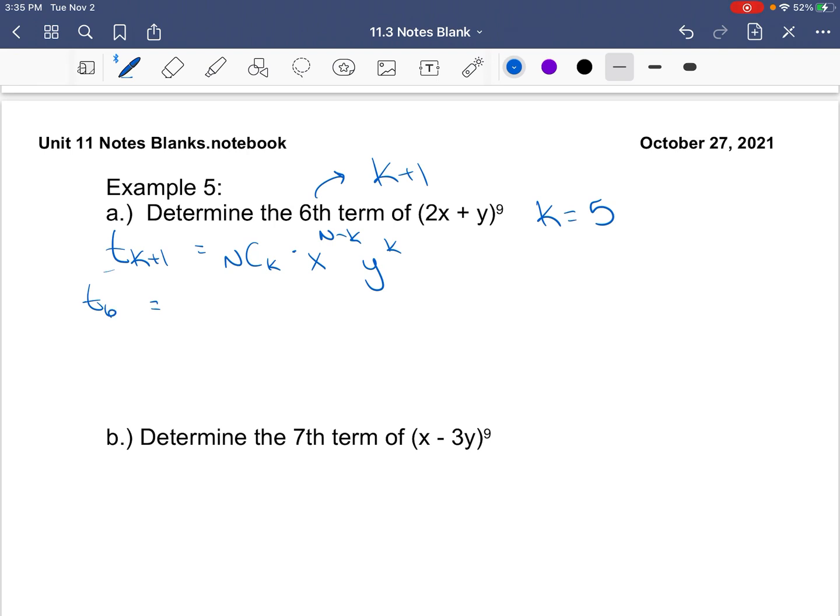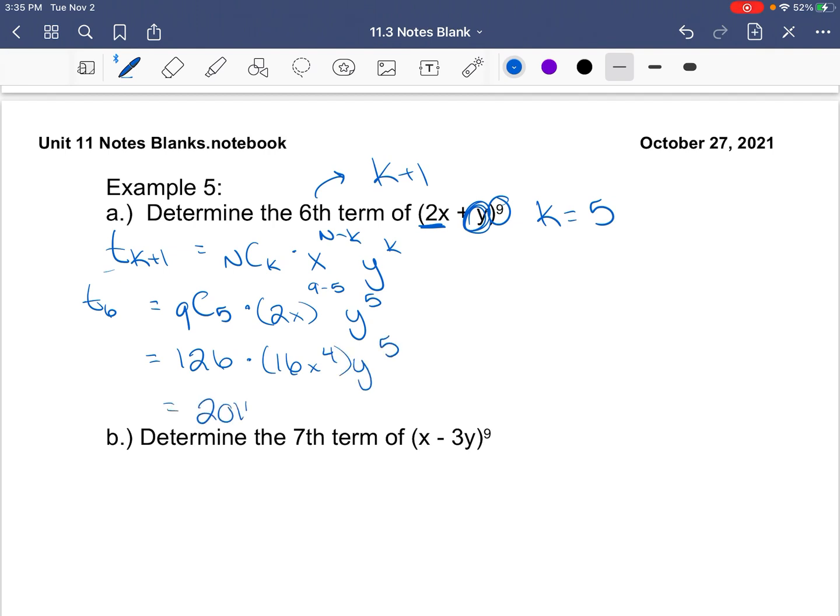So n is our power. Our k is 5 times our x term is right there. Our power minus 5. Our y term, which in this case happens to be y to the power of k. So 126 times, this would be 2 to the power of 4, which is 16x to the 4th, y to the 5th, which gives us 2016 x to the 4th, y to the 5th.